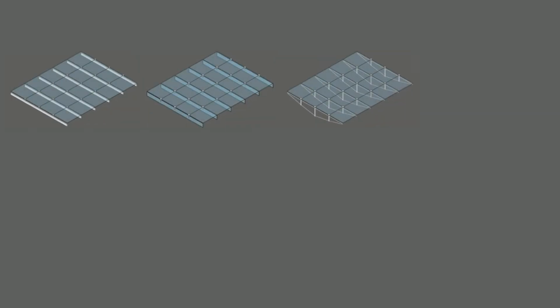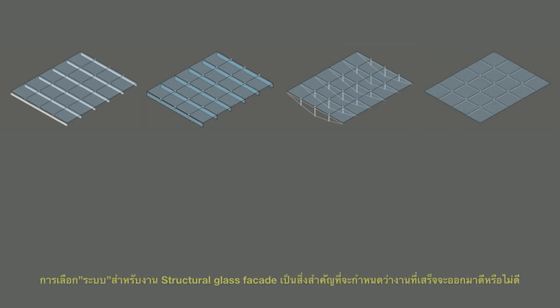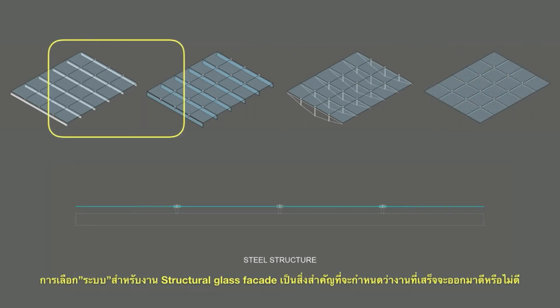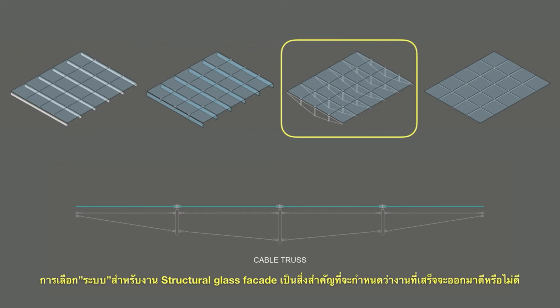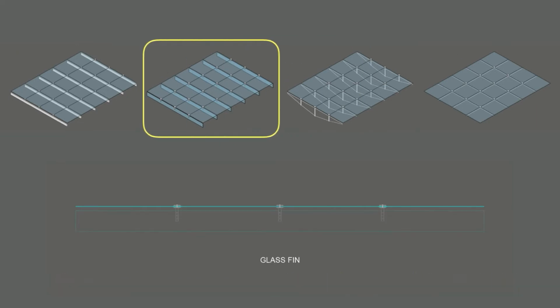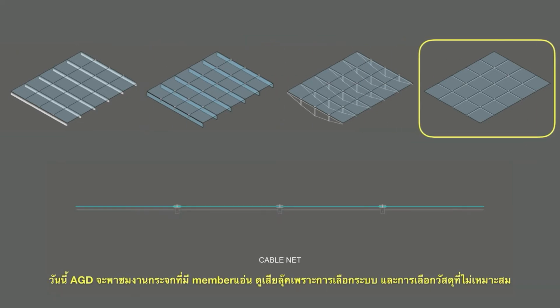System selection plays an important role to determine the outcome of your architectural glass feature. Today I'm going to show you a glass canopy with unwanted sagging members. This is not only because of the wrong system selection but also the wrong material selection.